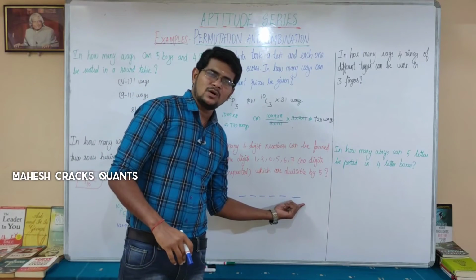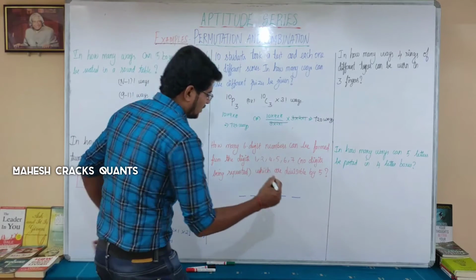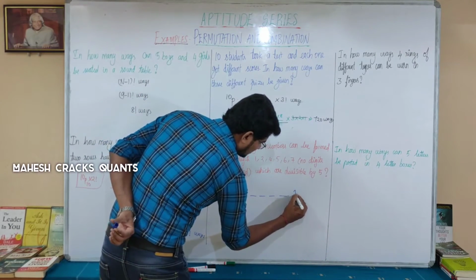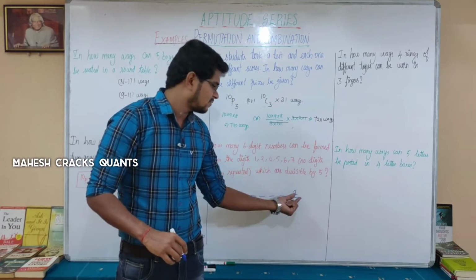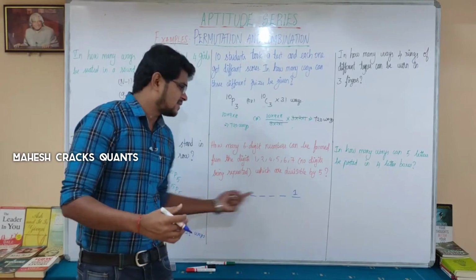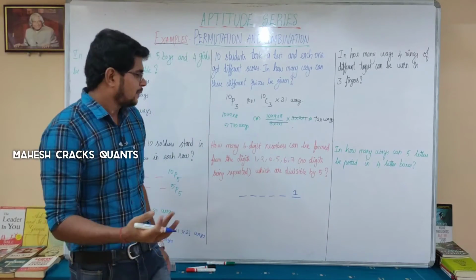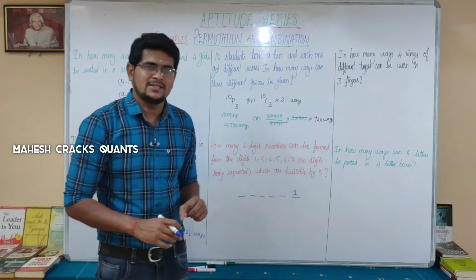So how many numbers are possible? Only one choice is there to place the last digit. What is the choice? 5. I must place 5 here to make this number divisible by 5. How many remaining digits do I have? I have 5 remaining digits.